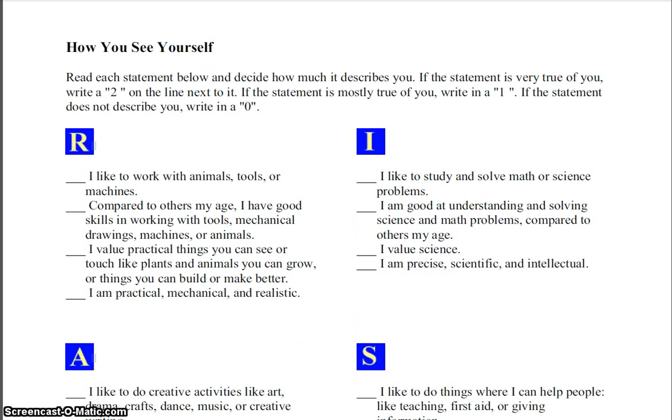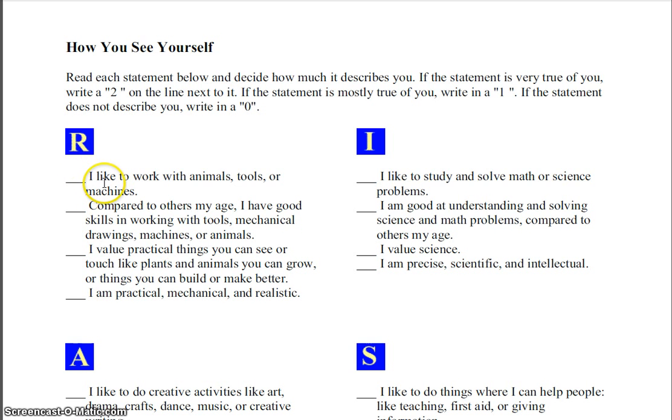On page 2, you will rate each of the statements on this page. You will put a 2 if you believe the statement is very true of you. You will put a 1 if you think that statement is mostly true of you. If that statement doesn't describe you at all, then you will put a 0. So read each statement and then determine how much like you it is. Very much like you, put a 2. A little like you, a 1, and not at all like you, a 0.